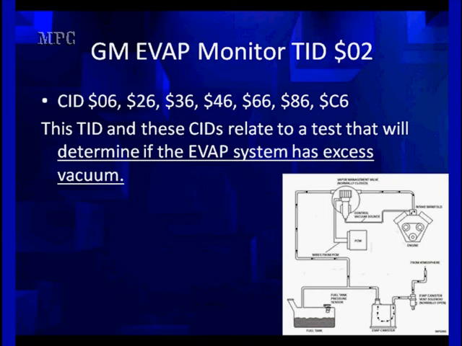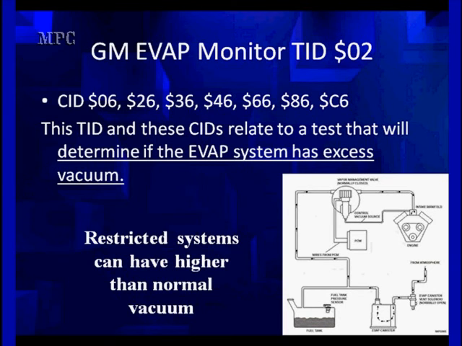TID 2, 6, 26, 36, 46, 66, 86, C6. They determine if the system has excess vacuum. What could cause excess vacuum? Restricted systems can have higher than normal vacuum. If we have dirt plugging up our canister, crimped hoses, or if we have a clogged up vent solenoid, these can all cause the vacuum to be higher than normal.